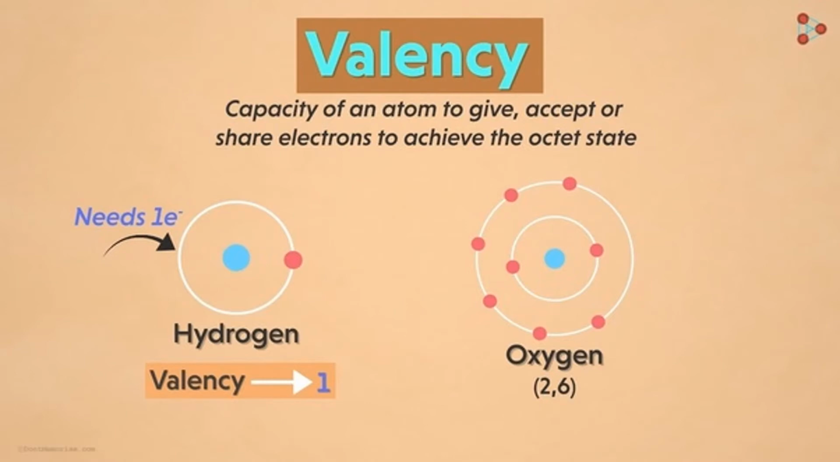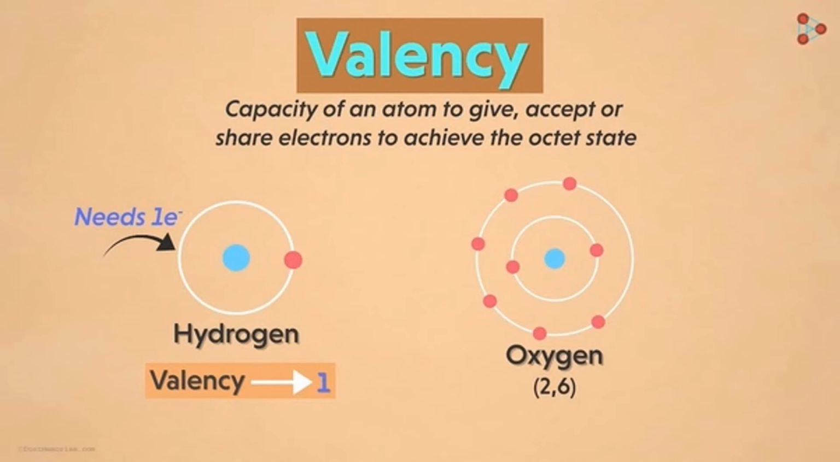Next is valency. Now, capacity of an atom to give, accept or share electrons to achieve the octet state. Now what is the meaning of octet state? I am repeating it again and again. हर एटम को बाहर का जो उसका शेल होता है, जिस तरीके से हम लोग ने पढ़ा है ना कि K में 2 होने चाहिए, L में 8 होने चाहिए, ठीक है, it has to be complete.